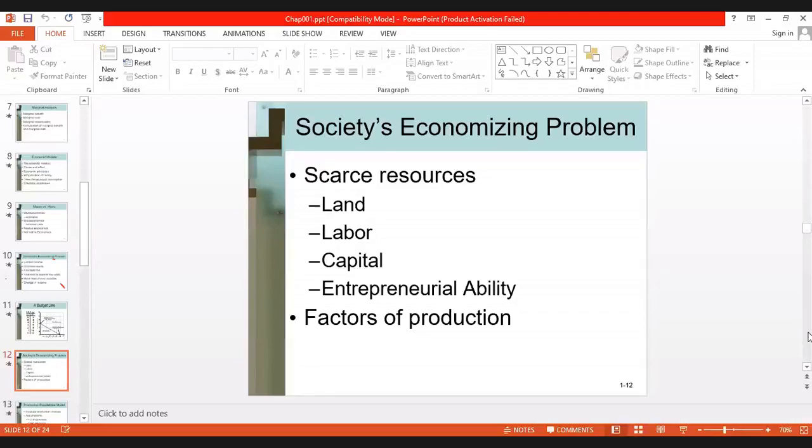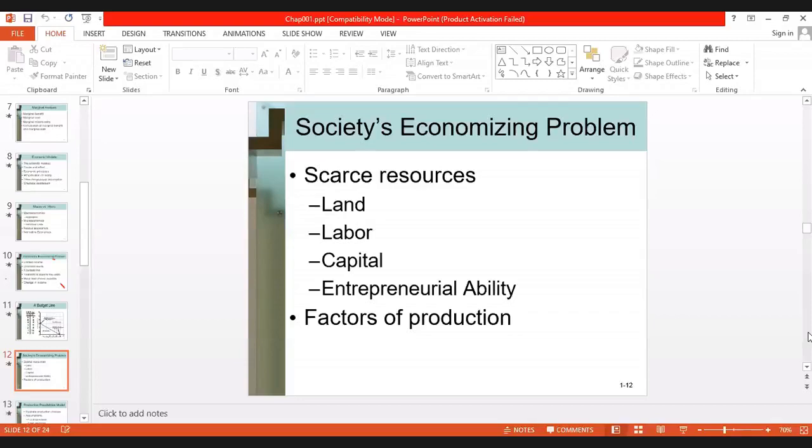Entrepreneurial ability means he combines land, labor, and capital. He is the one who combines land, labor, and capital to produce a commodity. So we categorize all the resources needed to produce any goods or services. We need these 4 resources: land, labor, capital, entrepreneurial ability.